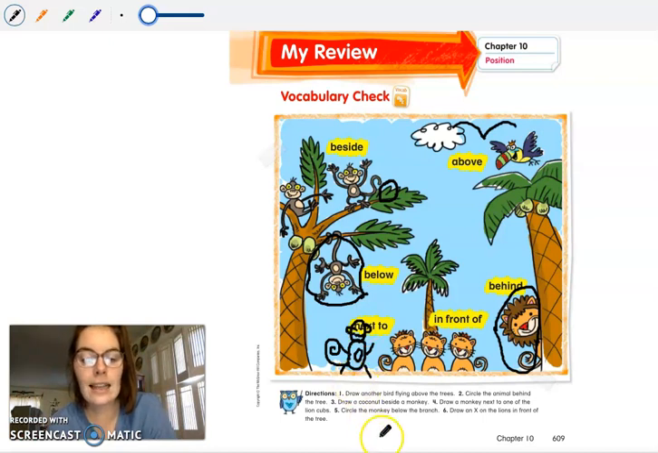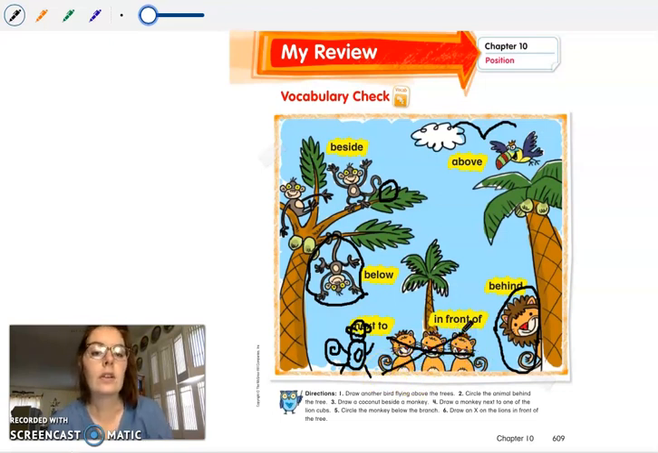And then last, we are going to draw an X on the lions in front of the tree. So here's the tree. Here are our lions. They are in front of it. So we are going to draw an X.